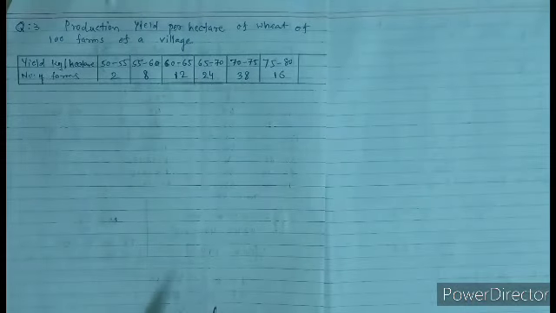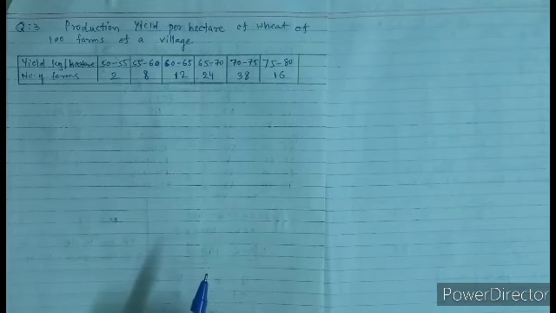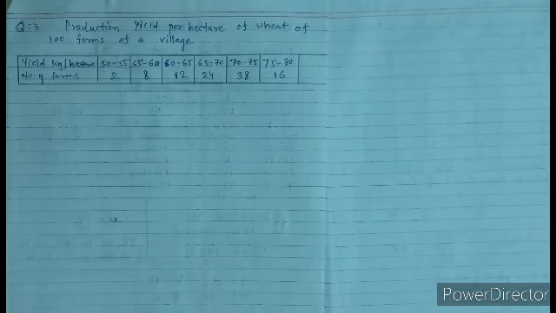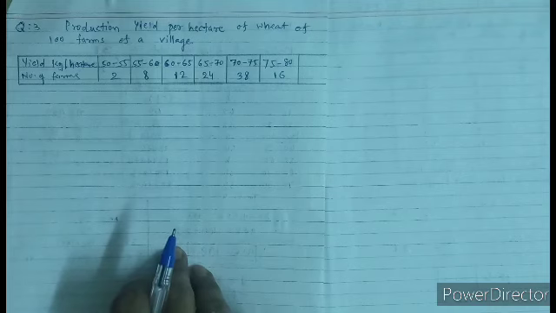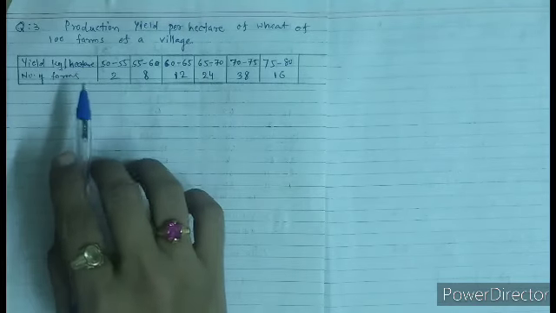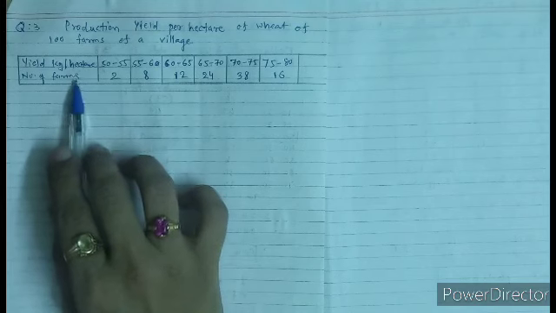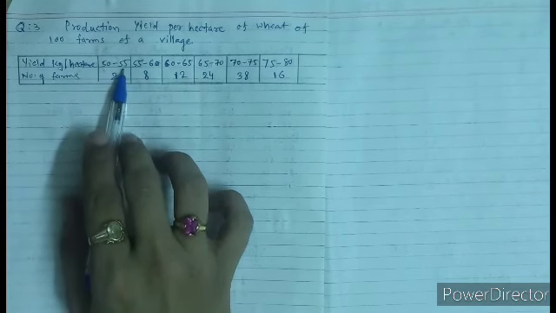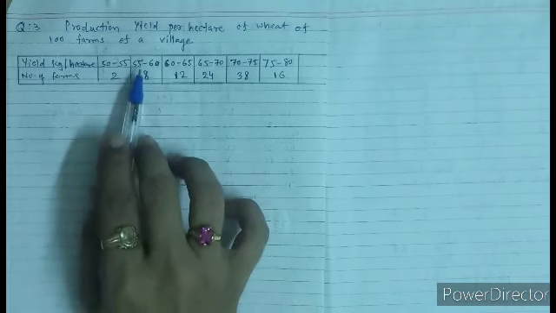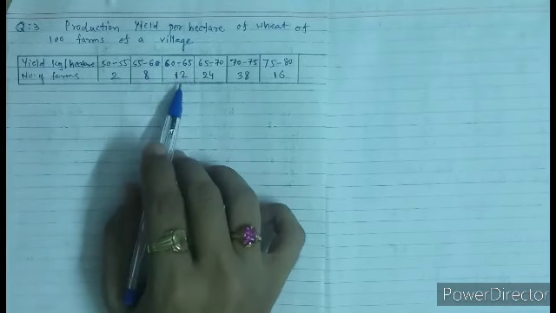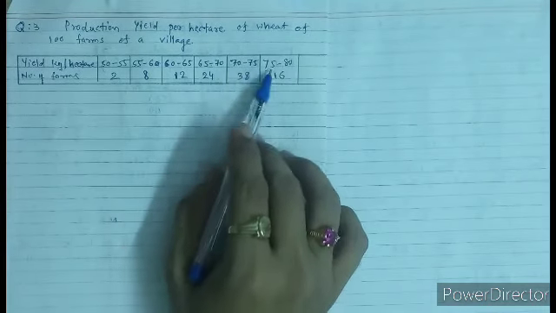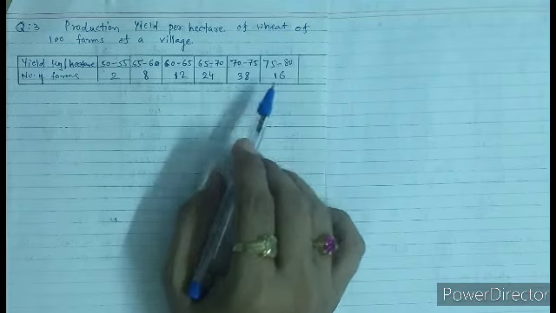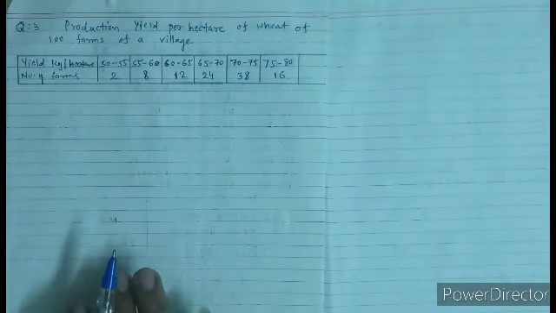So here is the question number 3, exercise 14.4. The following table gives production yield per hectare of wheat of 100 farms of a village. We have to convert it into more than type of frequency distribution. Let us see the data. Yield kilogram per hectare and number of farms are given here. 50 to 55 kilogram per hectare, 2 farms. 55 to 60, 8. 60 to 65, 12. 65 to 70, 24. 70 to 75, 38. And 75 to 80, 16. We have to convert it into more than type of frequency distribution.